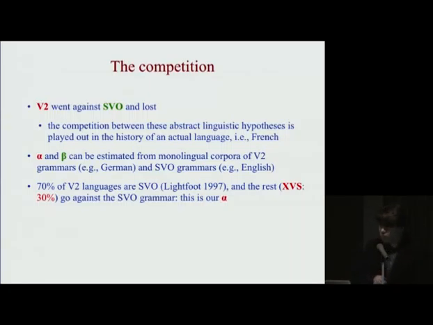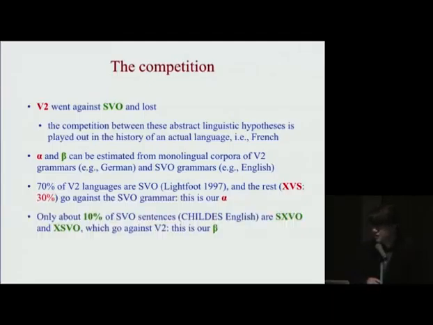Now what's beta? What's the percentage of sentences produced by an SVO grammar that are inconsistent with the V2 grammar? That's easy to do. We counted in English, child-directed speech and the Wall Street Journal, not a huge amount of difference. Whenever you have a verb in a non-second position, that's when the V2 grammar fails. SVO is certainly fine for both grammars. So that's our alpha, that's our beta. We have alpha being 30% and beta being 10%. So alpha is greater than beta. That means the change from V2 to SVO shouldn't be possible, because V2 is better than SVO when they are put in competition, and that's contrary to the facts. So something else is going on.